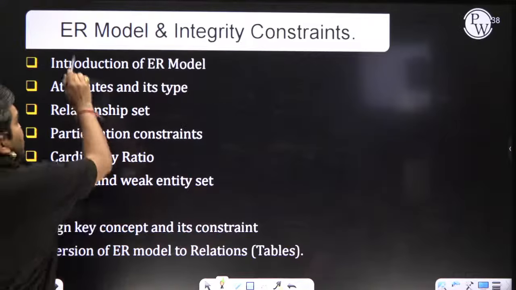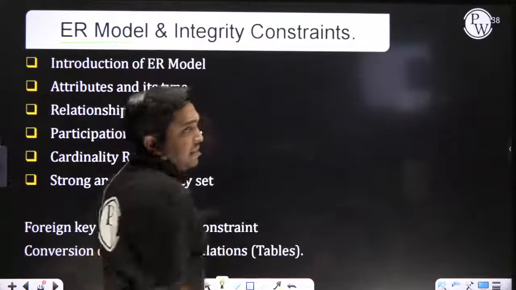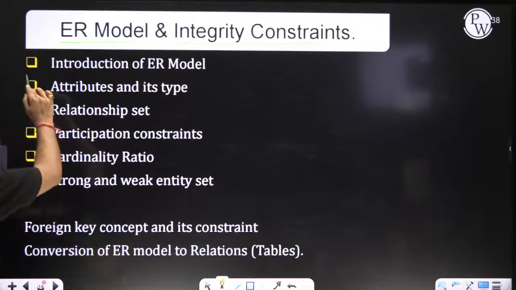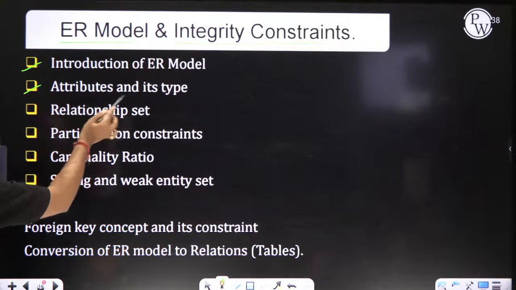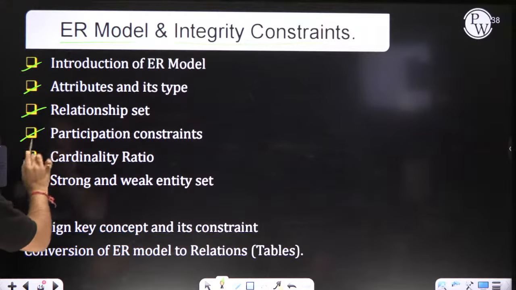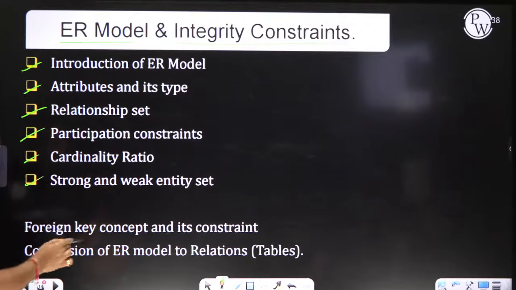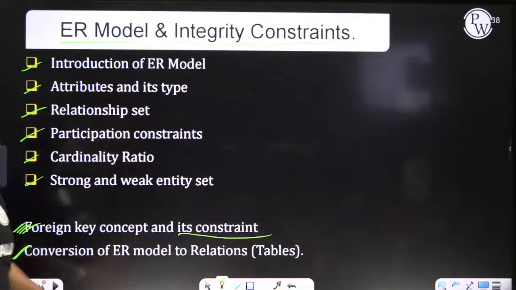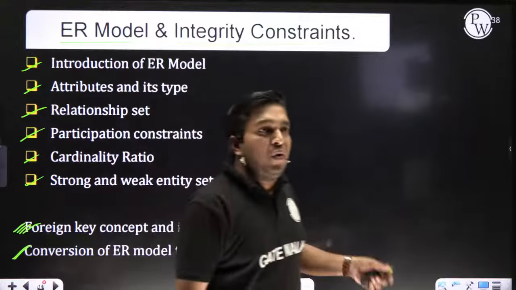After that, we will discuss the ER model, and in the ER model, my dear students, we discuss all the concepts of ER. What is the ER model? Attribute, relationship set, participation, cardinality, strong entity, and we discuss the foreign key concept. And after that, we discuss whatever constraints and the conversion of the ER model to RDBMS.